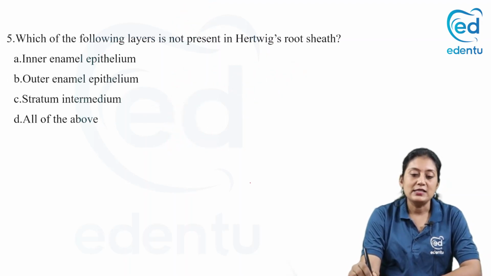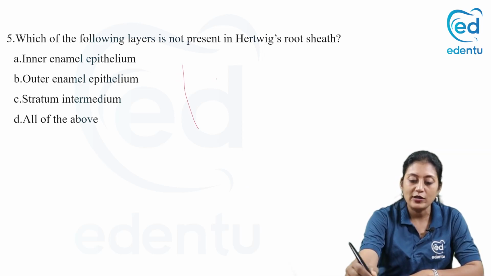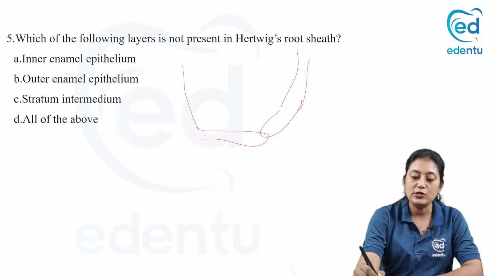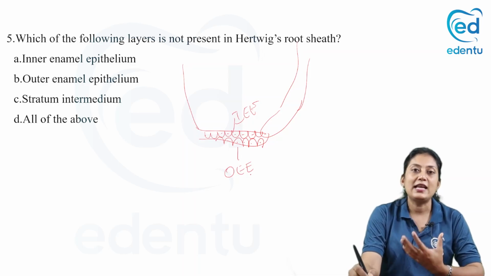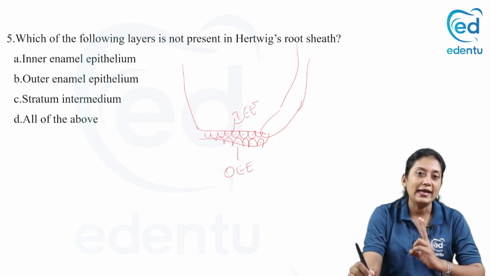The next question: which of the following layers is not present in Hertwig's root sheath? Hertwig's epithelial root sheath is an important structure formed in the advanced bell stage that helps in root formation. It is made up of only two layers: the inner enamel epithelium and the outer enamel epithelium. The in-between stellate reticulum and stratum intermedium are absent in Hertwig's epithelial root sheath. So it is bilayered.